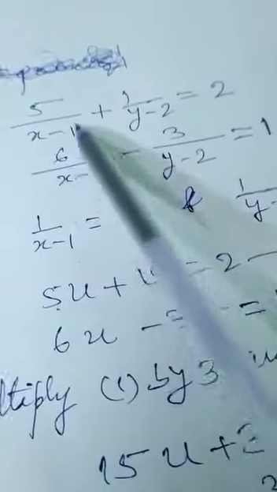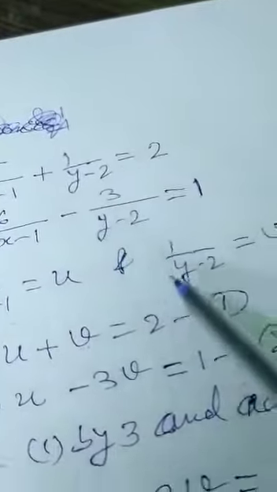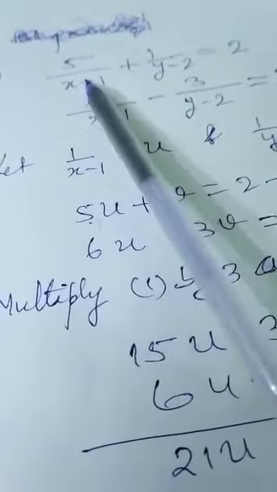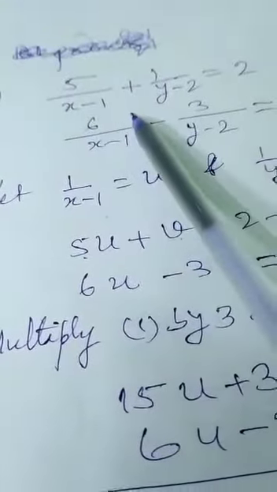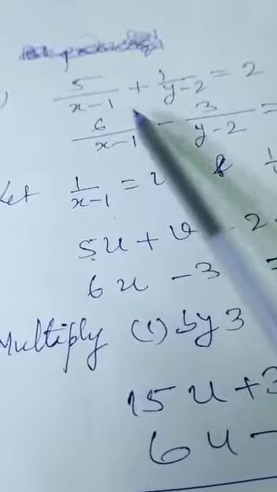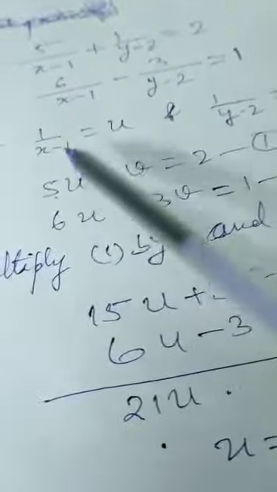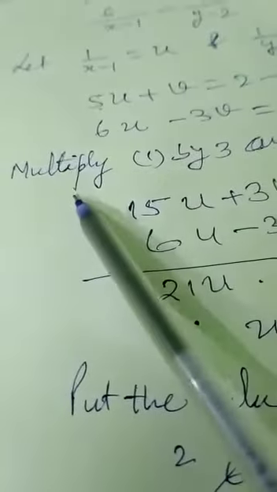You will take 1 upon x minus 1 is equal to u and 1 upon y minus 2 is equal to v. In the same process, you will get 5u plus v is equal to 2, because 1 upon y minus 2 is written as v. And the second becomes 6u, because 1 upon x minus 1 is u, so 6u minus 3v is equal to 1. So this is reduced to a linear equation in the variables u and v, and we solve it by the method you already know.